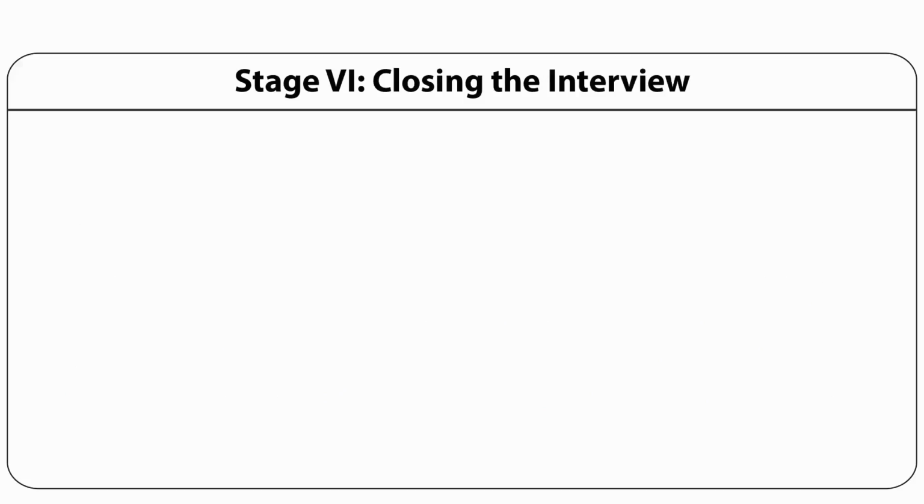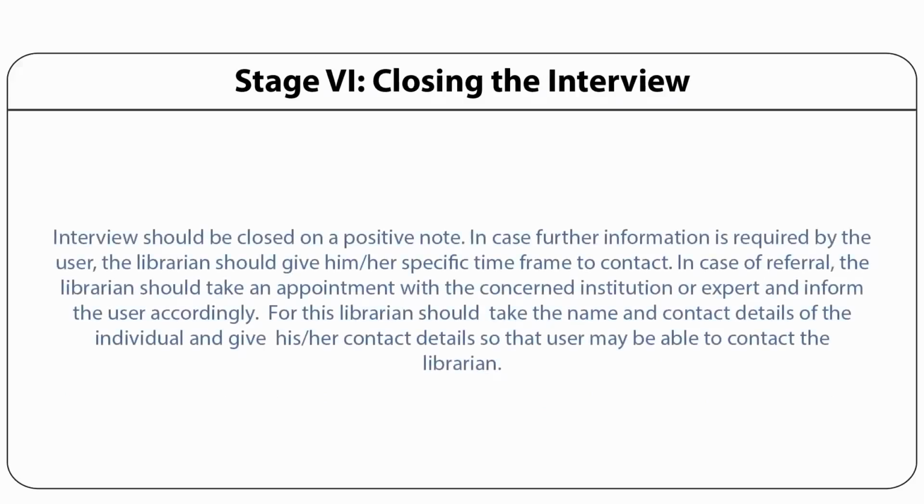Stage 6. Closing the interview. The interview should be closed on a positive note. In case further information is required by the user, the librarian should give him or her a specific time frame to contact. In case of referral, the librarian should take an appointment with the concerned institution or expert and inform the user accordingly. For this, the librarian should take the name and contact details of the individual and give him or her contact details so that the user may be able to contact the librarian.